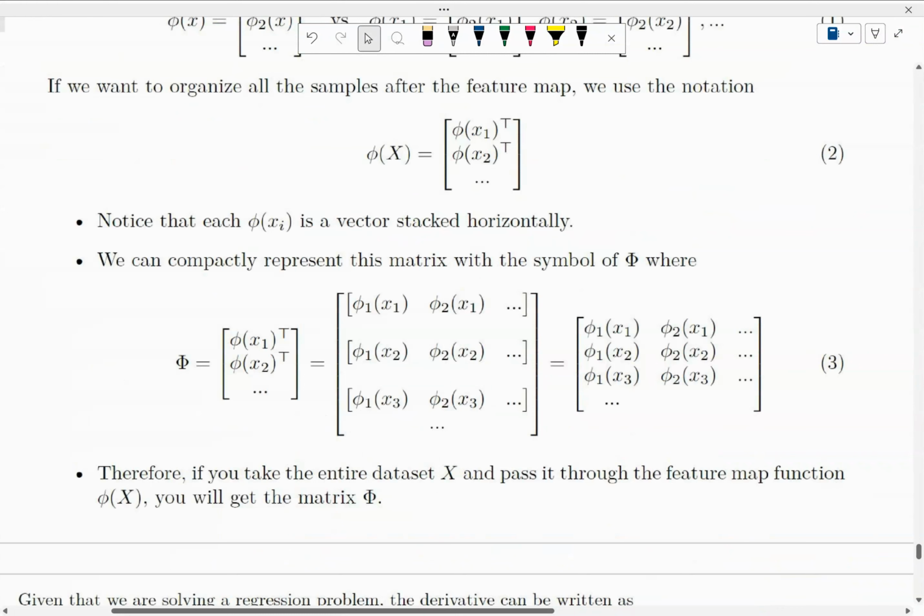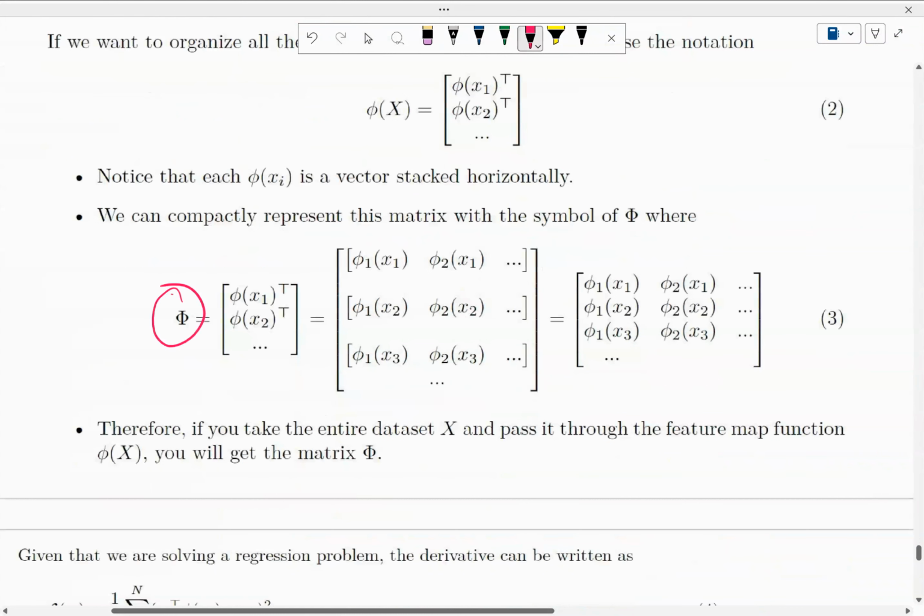So when we start stacking them this way, we call this matrix capital phi. Remember, by definition this is the first basis x1, second basis x1, third basis. And over here is the first basis but x2, second basis. So this is a matrix where you stack every single sample together, and that's equal to this matrix right here. This is for the entire data.